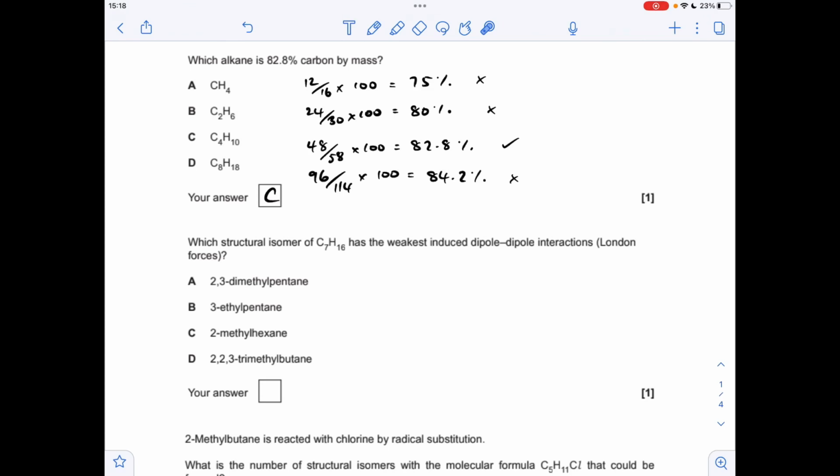Next question, which structural isomer of C7H16 has the weakest induced dipole-dipole interactions or London forces? Well, it's going to be the one with the most amount of branching. So you can see this has got 2 branches, this has got 1, this has got 2, this has got 3. So it's going to be D.